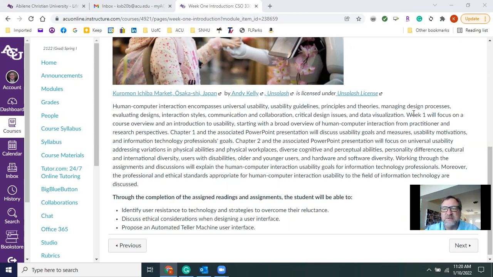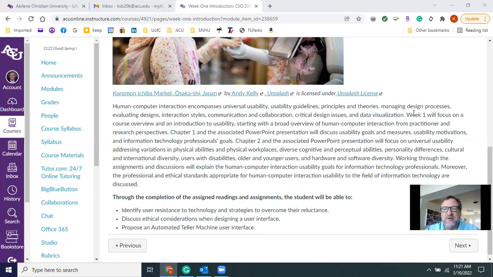And again, we're discussing how users interact with information technology. So week one is the overview and introduction to usability, starting with a broad overview of human-computer interaction from the practitioner and also from research. Then you'll look at usability goals and measures, usability motivations, and information technology professional goals.